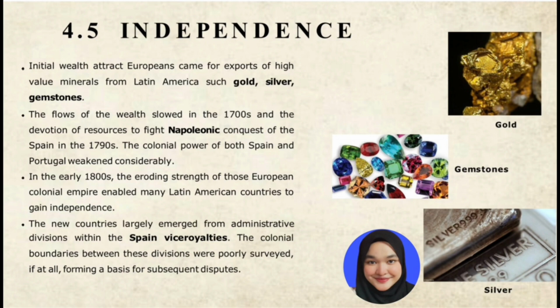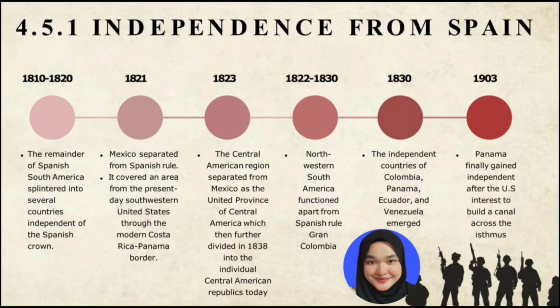The new countries largely emerged from administrative divisions within the Spanish viceroyalties. The colonial boundaries between these divisions were poorly surveyed, if at all, forming a basis for subsequent disputes. Here is the independence flow from Spain. From 1810 to 1820, the remainder of Spanish South America splintered into several countries independent of the Spanish crown.